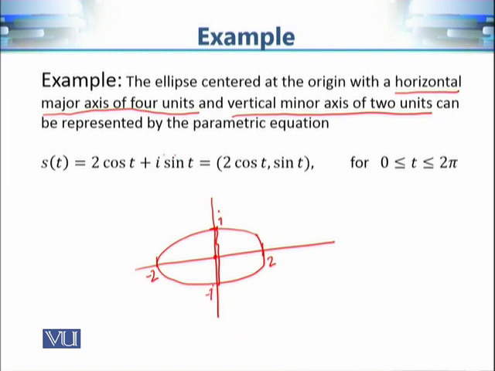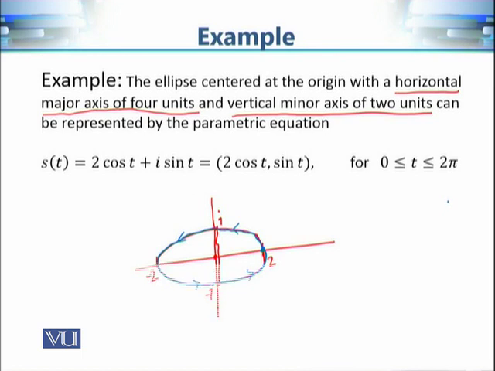Now we have the following parametric representation of this ellipse, which is 2 cosine t plus iota sine t. What does it mean that this is the parametric representation? It means that when t is equal to 0, we are at this point, and when we increase the values of t, we are moving along this ellipse in this direction, and when t is equal to 2 pi, we arrive at the same point, and that's how this parameterization represents this ellipse. So there is a direction of motion along this ellipse.